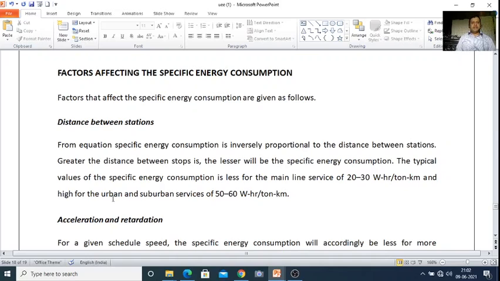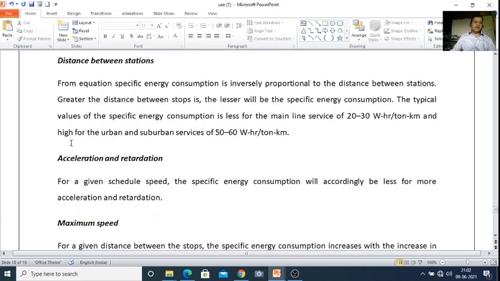Factors affecting the specific energy consumption are as follows: the distance between the stations. From the equation, specific energy consumption is inversely proportional to the distance between the stations. That means specific energy consumption is more when the distance between stations is less. Greater the distance between stops, the lesser the specific energy consumption. The typical value is less for main line service, that is 20 to 30 watt hour per ton per kilometer, and high for urban and suburban service, that is 50 to 60 watt hour per ton per kilometer.